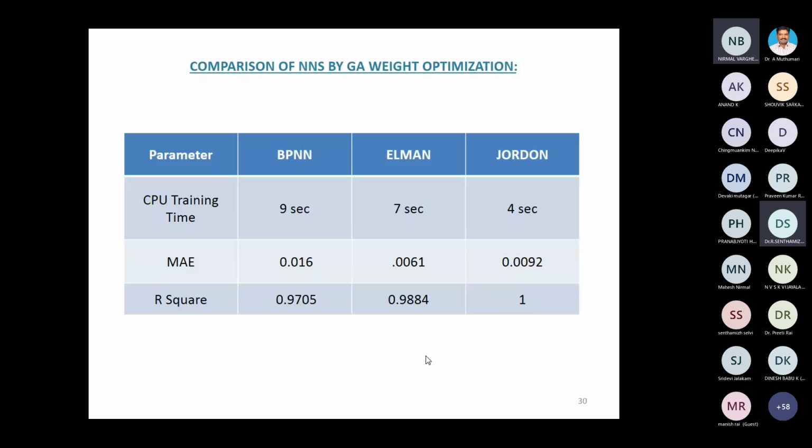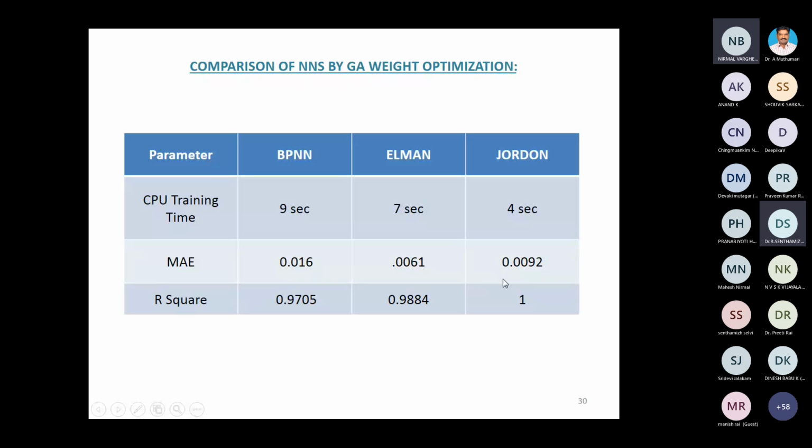Now see, CPU training time is 9 seconds for PPN, whereas Elman it is 7 seconds, slightly reduced, and Jordan almost comes down to half of the PPN training time, 4 seconds only, for the same set of inputs, for the same set of bias values. See the mean absolute error: it is 0.016, it is 0.0061, it comes almost close to 0.0092. So it is giving a very minimum error.